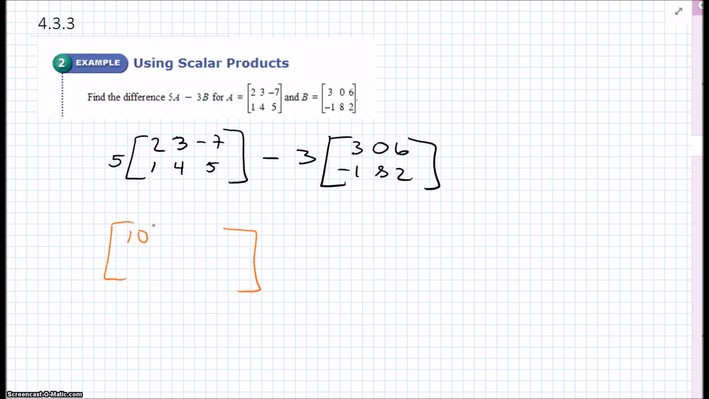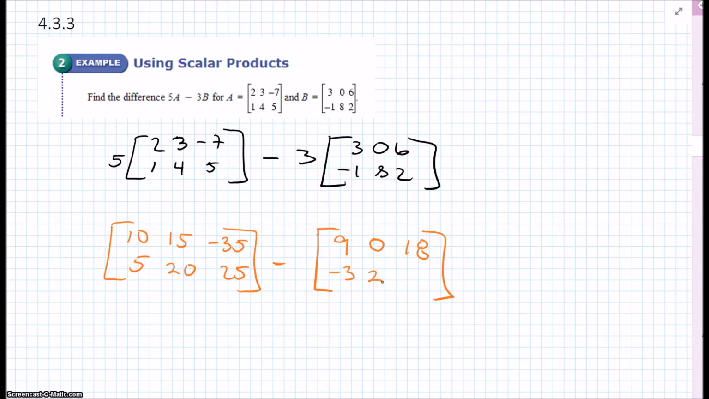So 5 times 2 is 10. 5 times 3 is 15. 5 times -7 is -35. 5 times 1 is 5. 5 times 4 is 20, and 5 times 5 is 25. So now we're going to subtract the right side. So 3 times 3 is 9, 3 times 0 is 0, 3 times 6 is 18, 3 times -1 is -3, 3 times 8 is 24, and 3 times 2 is 6. So we're going to subtract these.